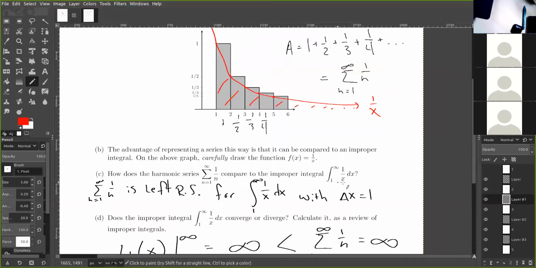Because we had an intuition that this guy diverges, we wanted to make sure that our Riemann sum was slightly bigger. That way, if the smaller one diverges, then the sum that's slightly bigger also has to diverge.